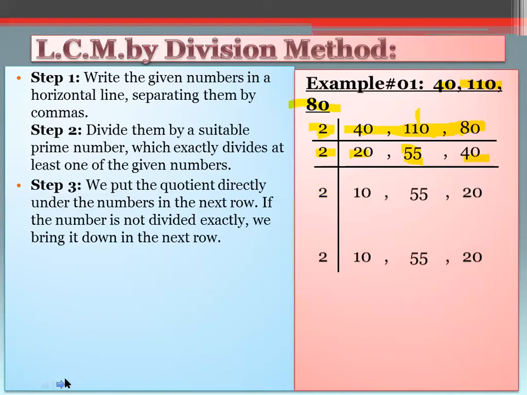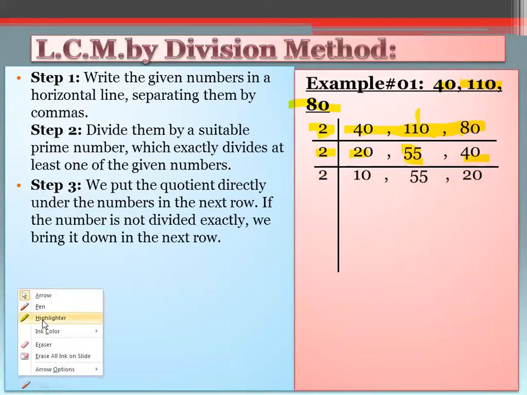So in the next step, what you will get: 2 into 10 will become 20. We are going to multiply it by this 2. 55 cannot be divided by 2, so you will copy it here without dividing, and then comma, and your next number. So 2 multiplied by 20 will become 40.